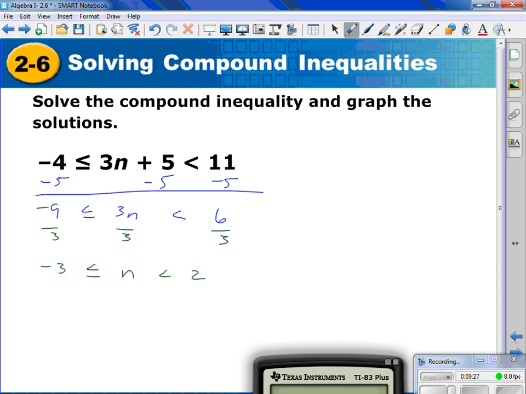Don't always think you're going to get nice and neat whole numbers. If you get a fraction, leave it as a fraction. Don't try to change it to a decimal, change it to a mixed number, just leave the fraction as a fraction.